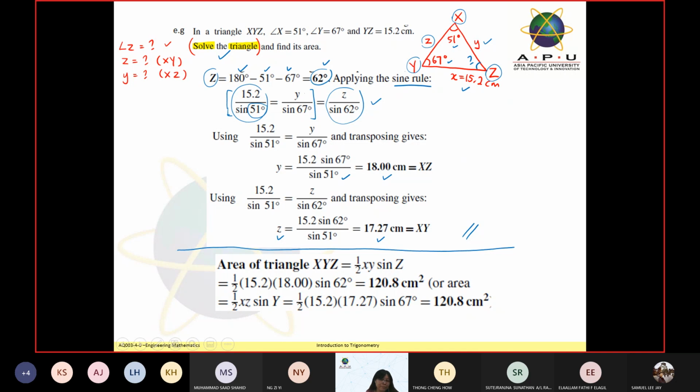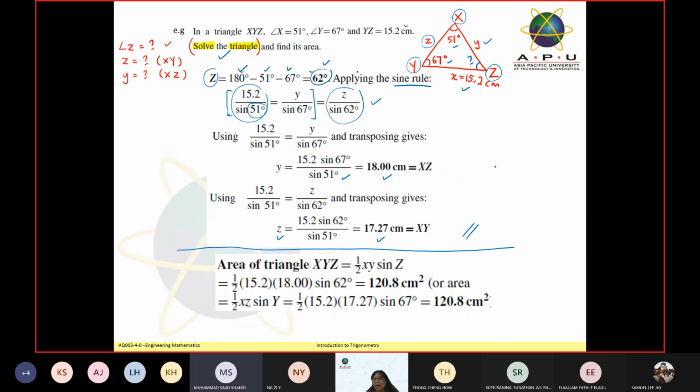Is that clear? No, ma'am, I have a question. Ma'am, why are we not applying the cosine formula over here? Why sine? Okay, so you say why don't we use the cosine rule, is it?